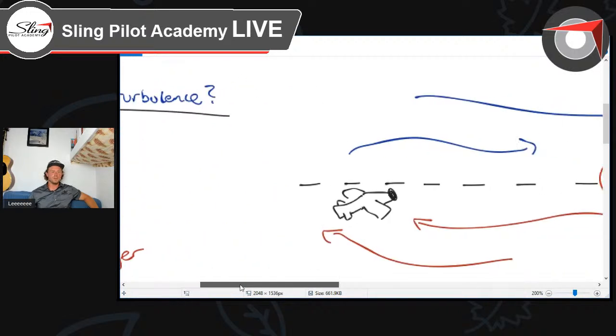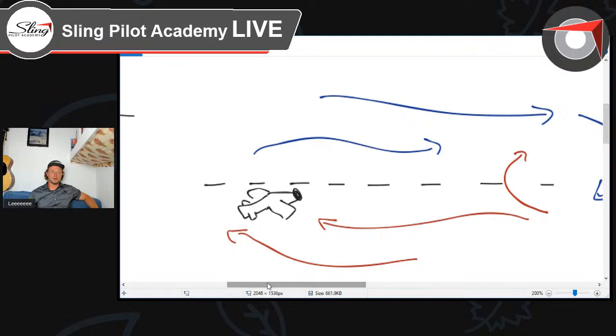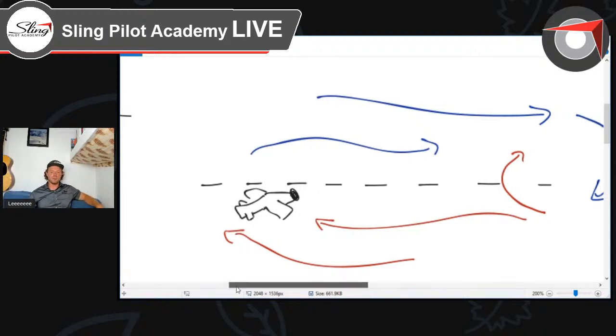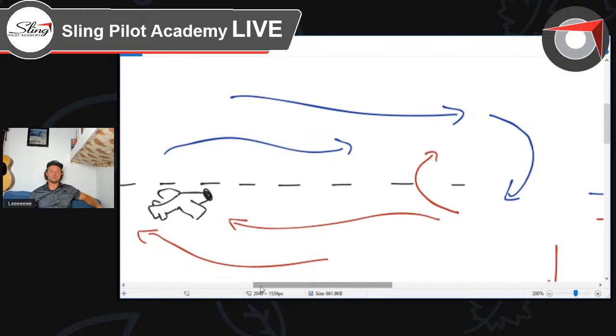So as you can see here, I've drawn a little depiction of an airplane flying through some air. There's some air above in blue that's going some direction and speed, and some air below in red that's going some different direction and speed. Those two air masses, I say air masses because it's like a grouping of air. It's a mass of air that's moving. So those two air masses at some point have to mix together.